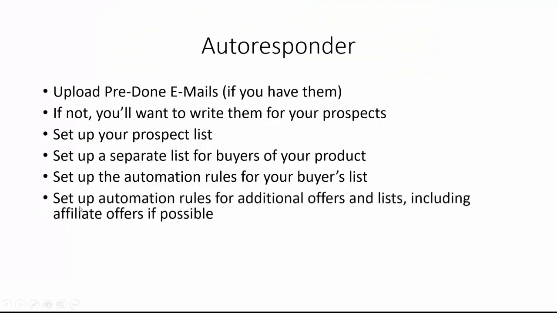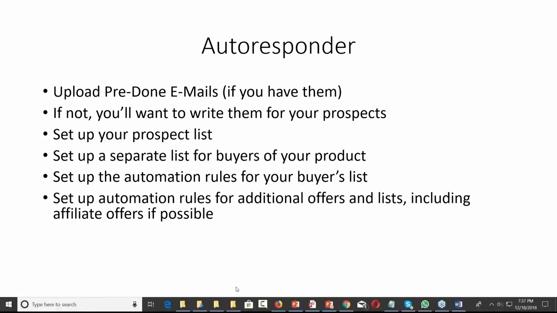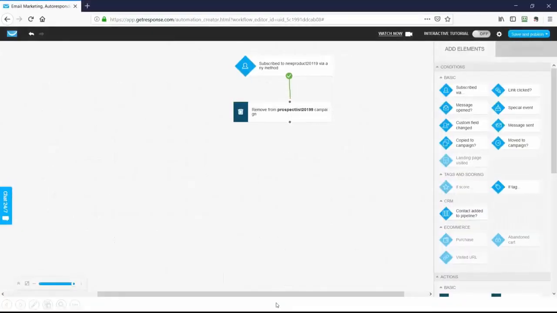Now, I have here, you want to set up automation rules for additional offers and lists, including affiliate offers if possible. Now, what do I mean by that? What I mean by that is you want to have people taken off the prospect list. You're going to do this as many times as you can. So in other words, anything that happens, you want to have someone removed from your prospect list when an action occurs. Now, you're going to need to do this several times, but you only have to do it once, right?